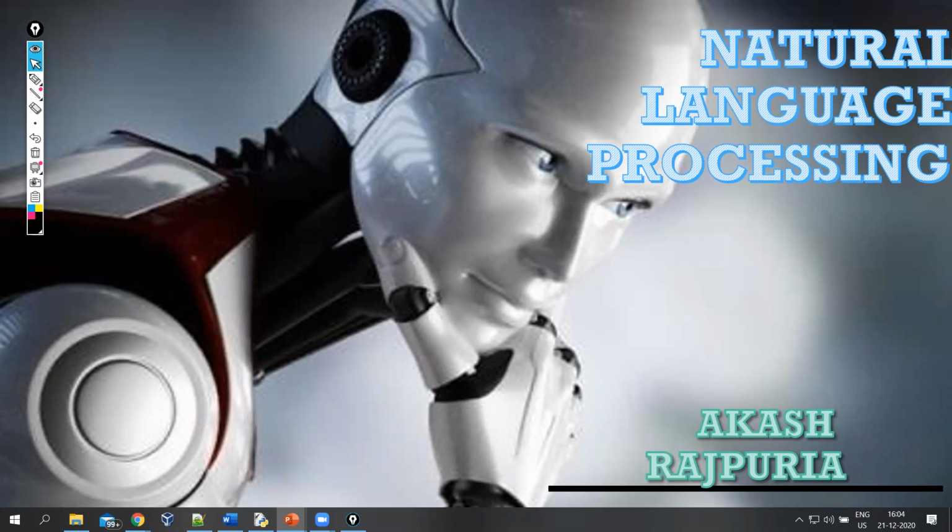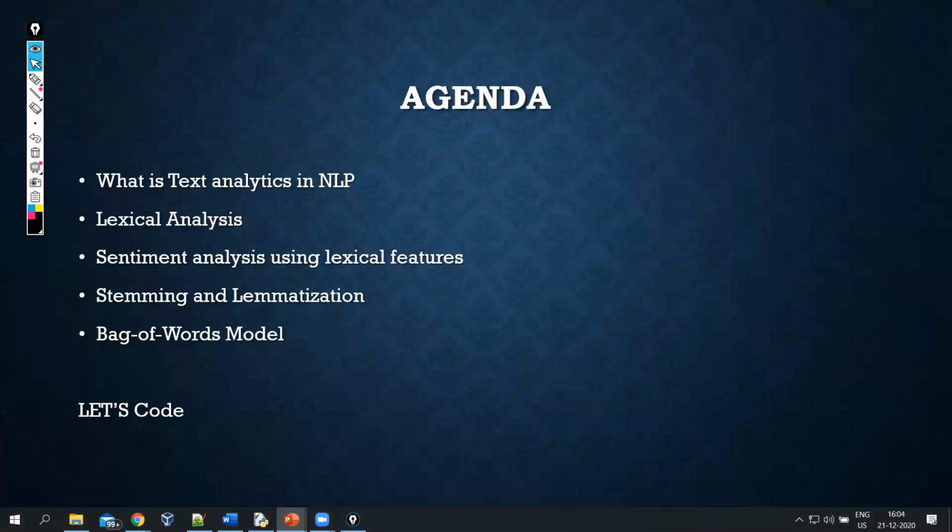So without wasting much time, we will see what is in today's agenda. We will start with what is text analytics in NLP. There are three multiple domains. We will see everything, like lexical analysis, which may sound very hard in this sense, but it will be much clearer as we proceed with the session.